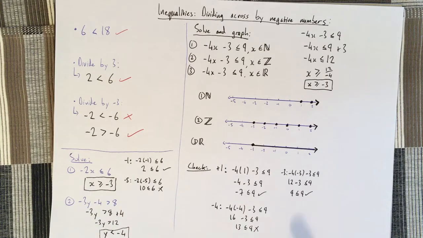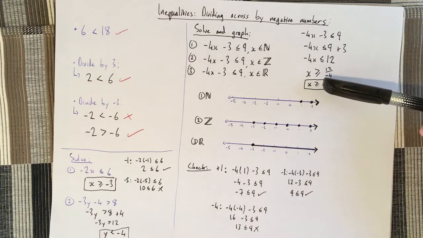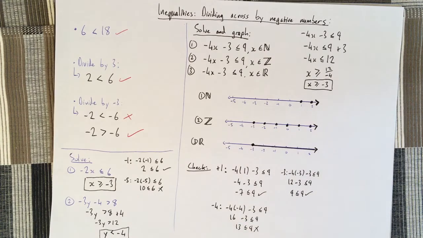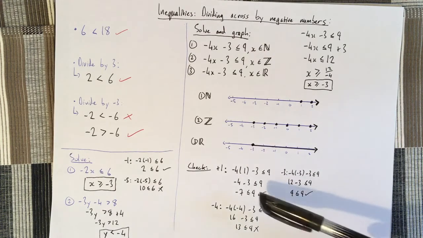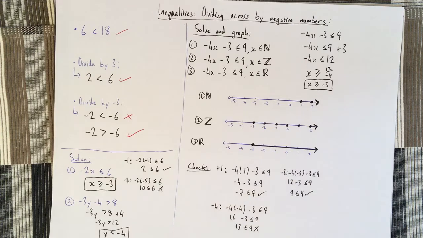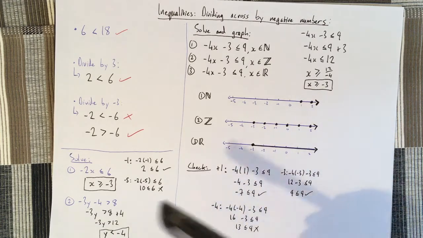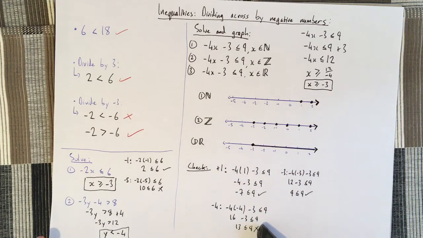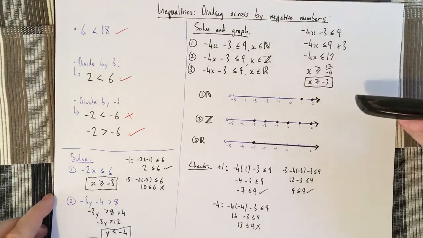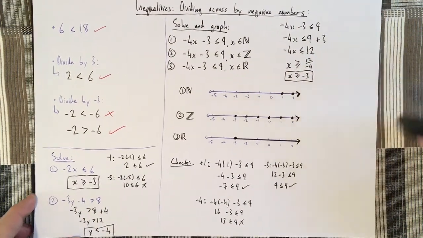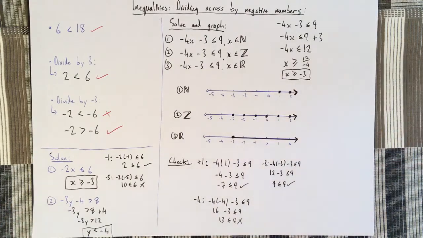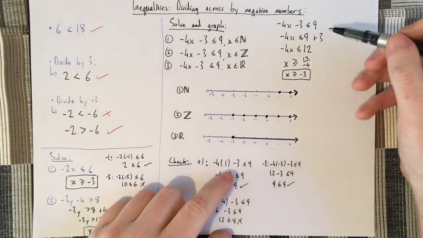So look, if you sub in anything greater than -3, so -2, -1, 0, 1, 2, 3, 4, etc., you should get an inequality which is true, which holds. If you sub in anything which is less than -3, so -4, -5, etc., you should get something which is not true. Okay, now how to deal with it so I don't have to divide across by a negative number.